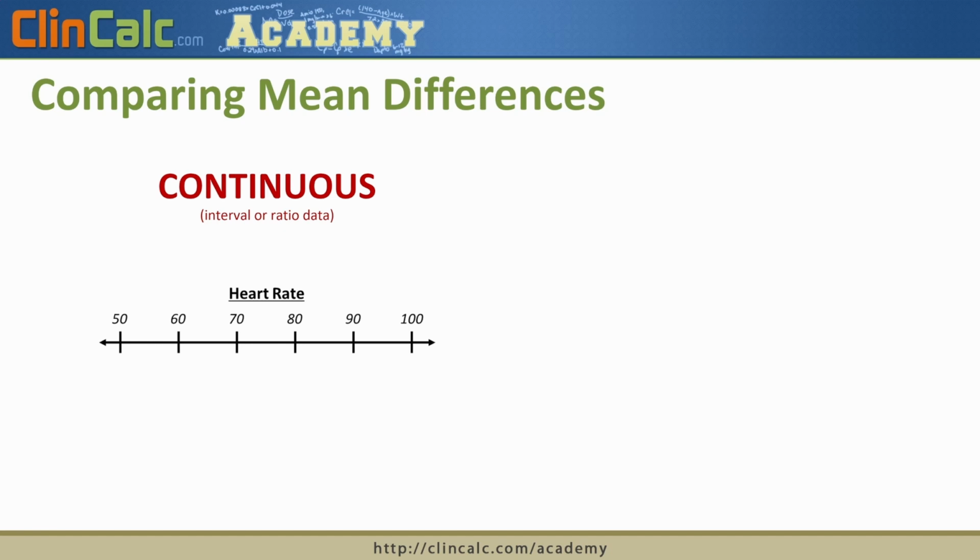So an example of this could be heart rate. Now, obviously you can't have a negative value for heart rate, but it's continuous in the sense that you could have a heart rate of 48, 58, 68, 158. That would be a continuous data point.